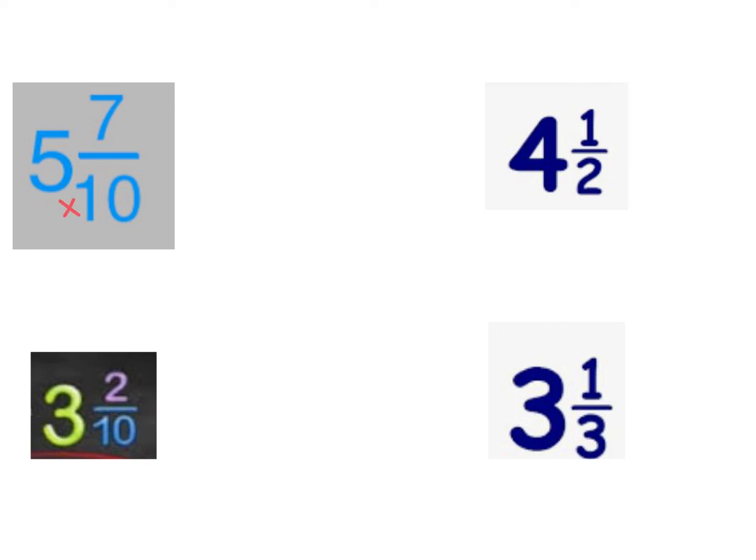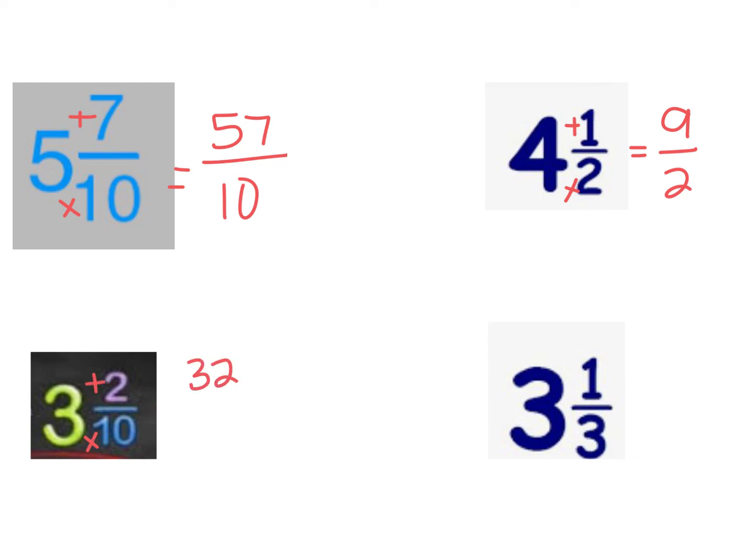Multiply. 10 times 5 is 50, plus 7, so that would be 57. Keep the denominator as 10, and that's in simplest form again. 4 1/2. 2 times 4 is 8, plus 1 is 9. And the denominator would stay as 2, so 9/2. Next one, 10 times 3 is 30. Add the numerator. 30 plus 2 is 32. And keep the denominator as 10.